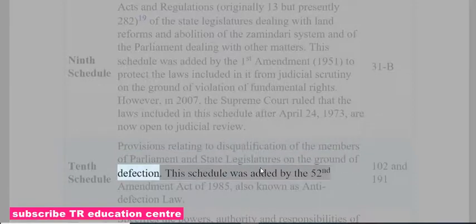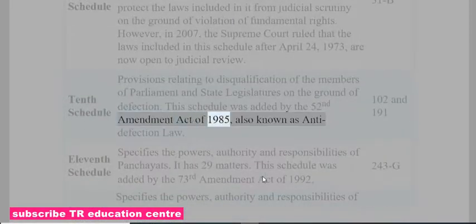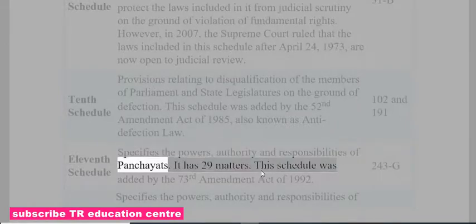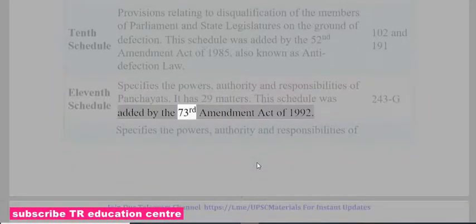10th Schedule. Provisions relating to disqualification of the members of Parliament and state legislatures on the ground of defection. This schedule was added by the 52nd Amendment Act of 1985, also known as Anti-Defection Law. 11th Schedule specifies the powers, authority and responsibilities of panchayats. It has 29 matters. This schedule was added by the 73rd Amendment Act of 1992.